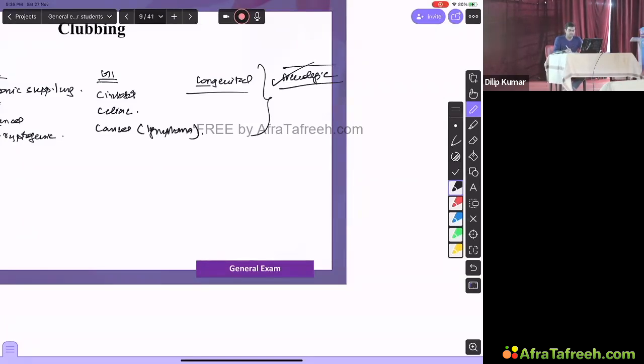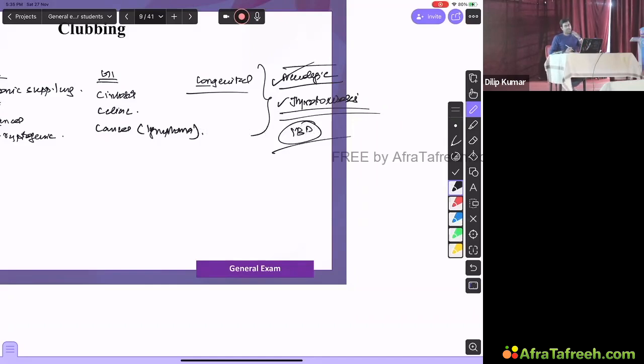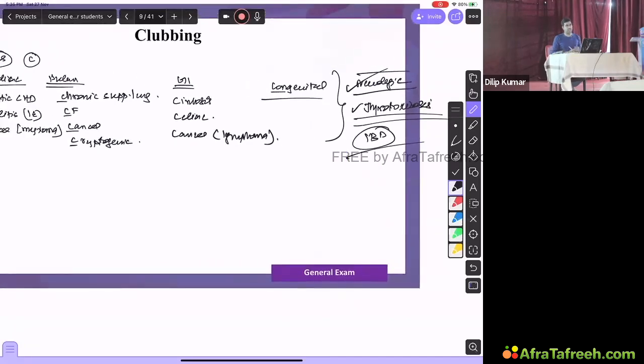Second, it could be thyrotoxicosis. Thyrotoxicosis is another cause of clubbing. These are additional causes. And IBD, inflammatory bowel disease, this comes in the GIT only, but IBD can well cause clubbing. At a minimum, at least these causes of clubbing should be understood. Least minimum. Clear?